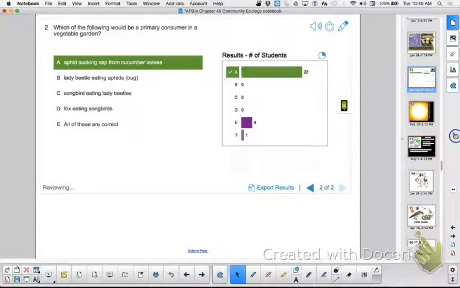Whoever's not it, could you please differentiate between decomposers, producers, and consumers? Go. Wonderful. Thank you very much.